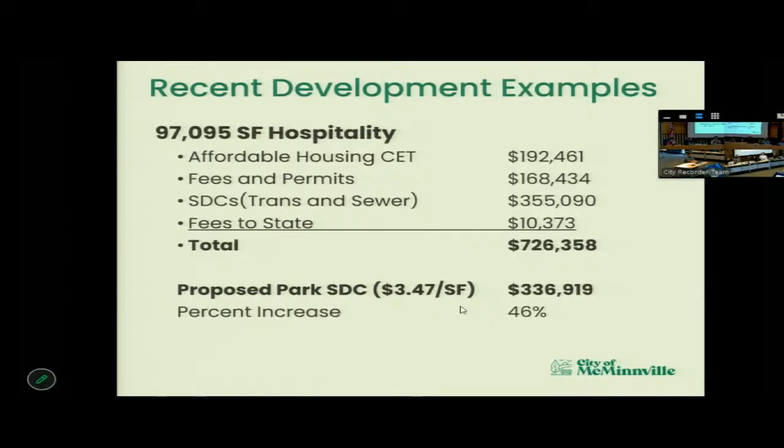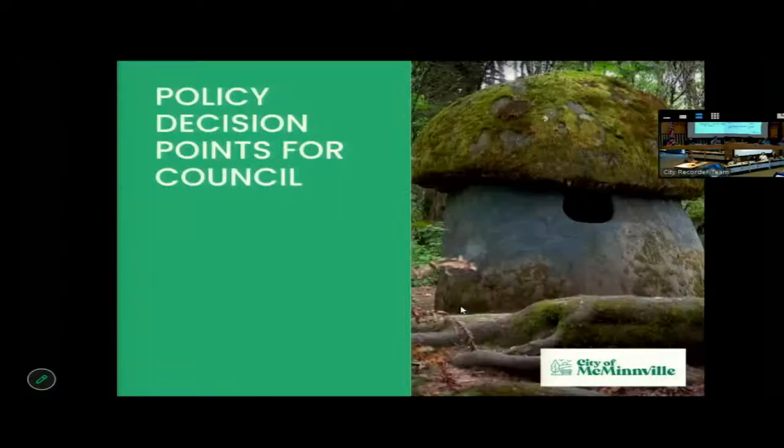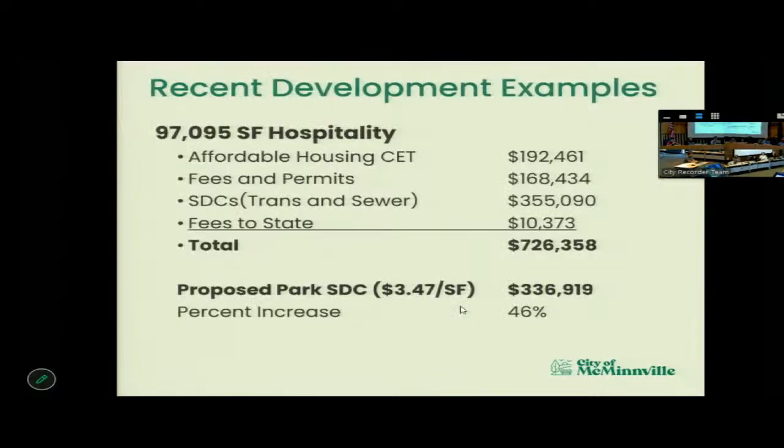And then with hospitality and that having a larger cost per square foot, the percent increase was the highest one we've seen yet at 46% increase. So before I jump down, those are the recent projects, just showing how each of those projects' development fees and charges was going to increase with this proposed park SDC if it was at that full methodology. Which is a little bit alarming to see the total and to know that there's still SDCs that are probably going to be coming in the future to increase those fees.